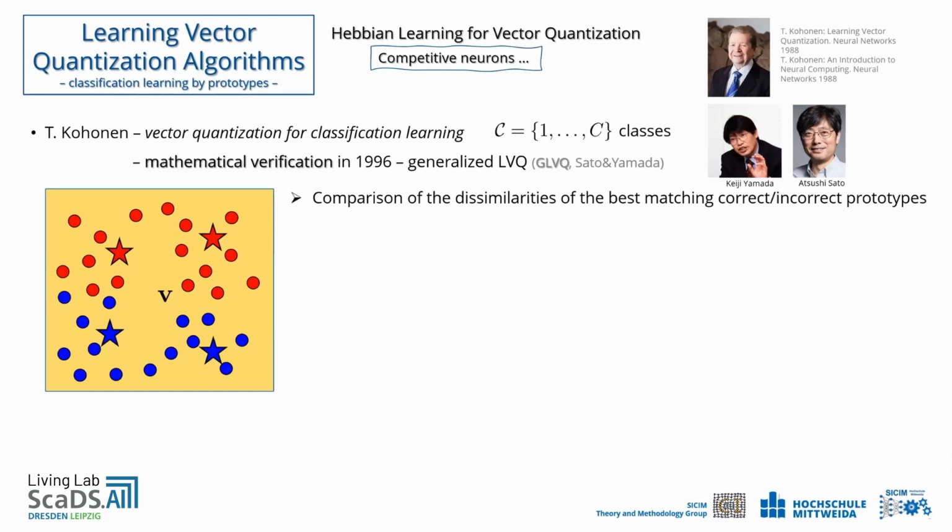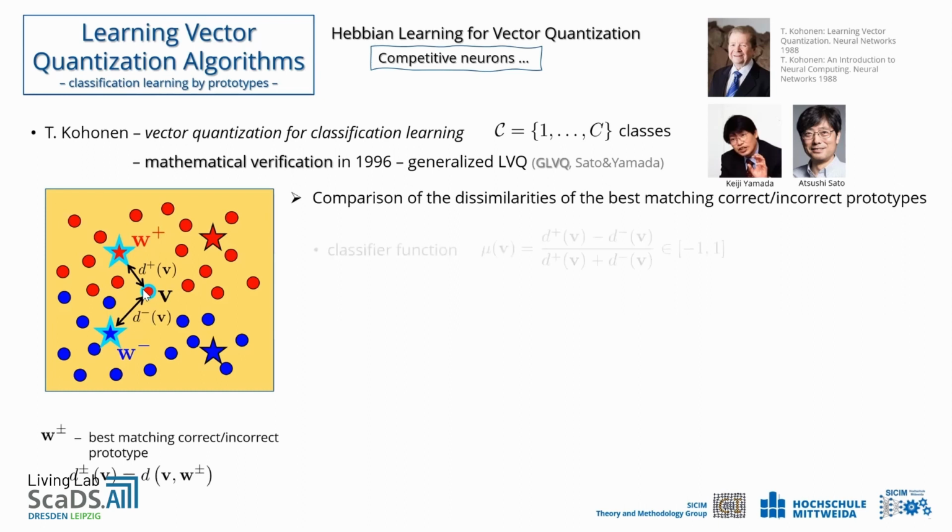This is a best matching prototype belonging to the same class as the data sample, and the best matching incorrect prototype. So if you have a data sample here, then we have the best matching correct prototype W plus, and the best matching incorrect prototype W minus, and we have the respective distances. And now we take a classifier function relating both distances. The classifier function becomes negative if the data point is correctly classified, because then D minus is bigger than D plus.